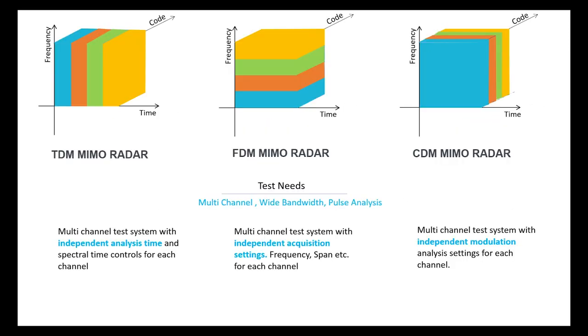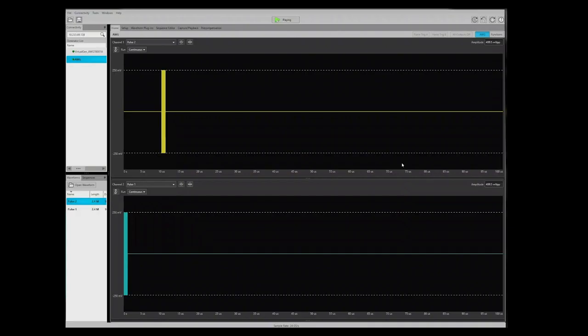To acquire the signals, which may have different center frequencies, time slots, or modulation parameters, the multi-channel wideband test system needs to be capable of independent settings for parameters such as center frequency, span, and RBW. The TDM MIMO radar assigns a time slot for each element. The signal on each channel has a pulse width of 1 microsecond and PRI of 100 microseconds, and slot delay between channel 1 and channel 2 is 10 microseconds.